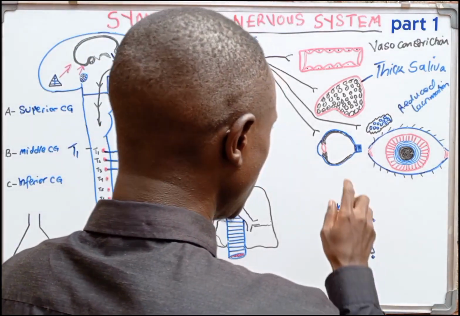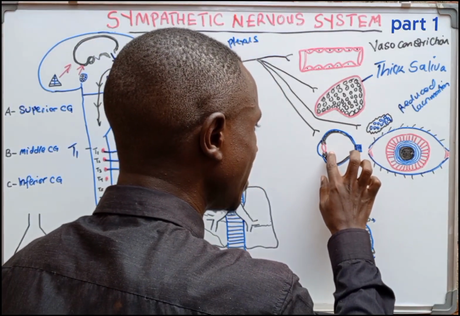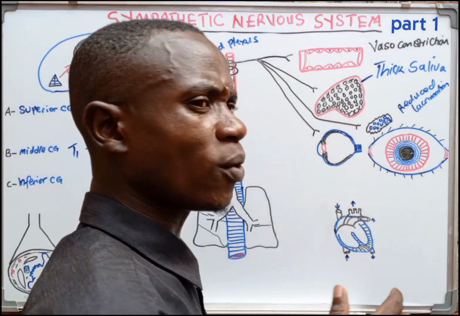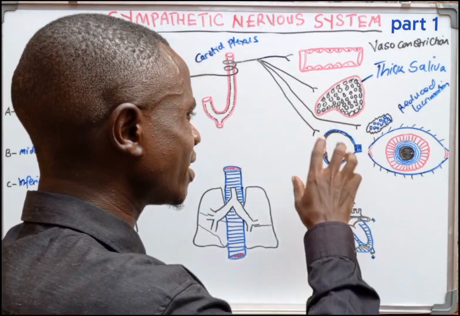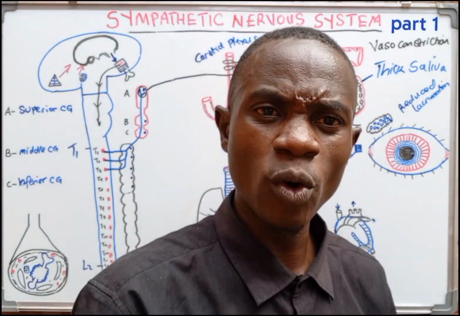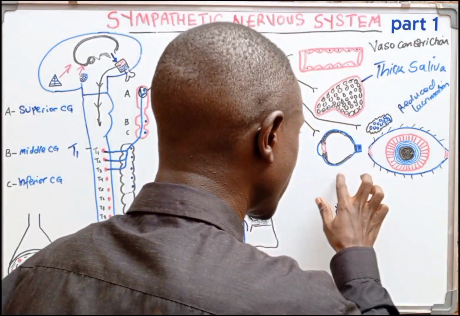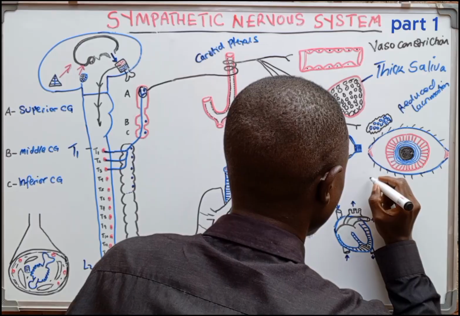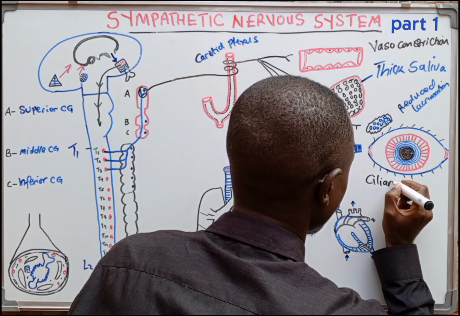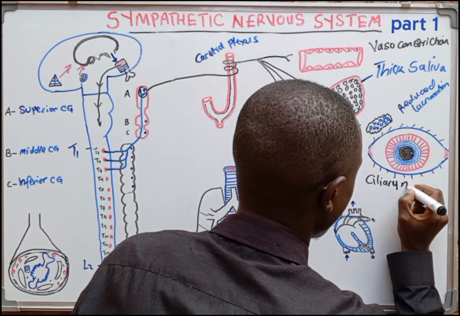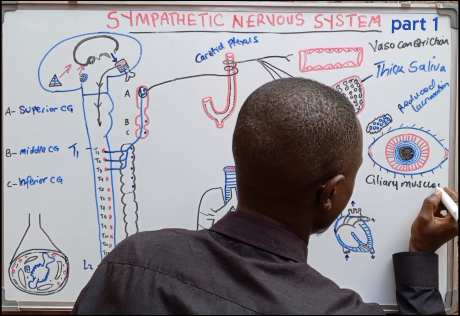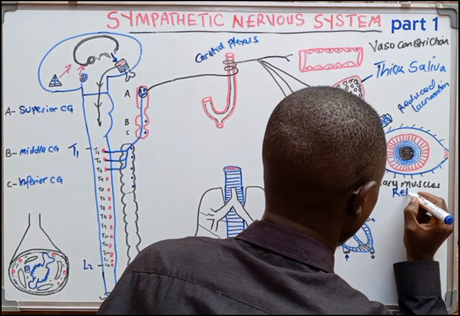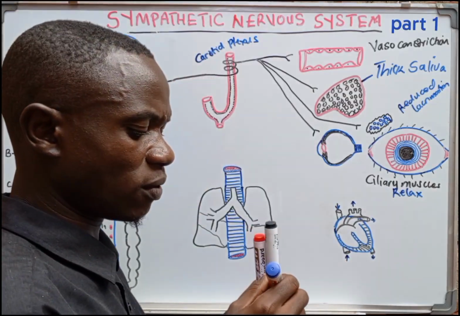Now, we have the ciliary muscles. What's going to be happening to the ciliary muscles? Do we want the ciliary muscles to contract or do we want them to relax? In this case, we want the ciliary muscles to relax. We want them to what? To relax. What is the significance of this?